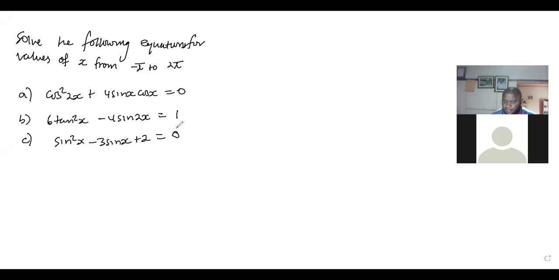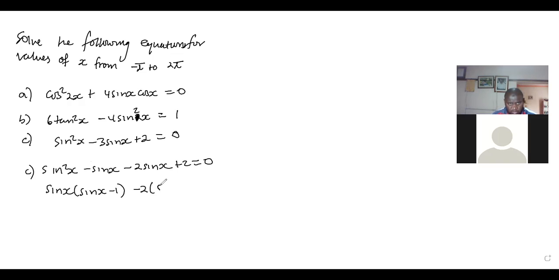Let me try B. This is sine squared. No, let me try the last one. This is squared. So trying out the last one straight away. We can see that sine squared of x, two numbers multiplied, you get positive 2, added you get negative 3, is simply negative 1 and a negative 2. So you get sine of x into sine of x minus 1 minus 2 into sine of x minus 1 is 0. So you get sine of x minus 1 into sine of x minus 2.